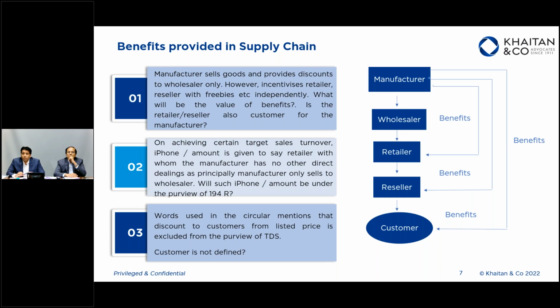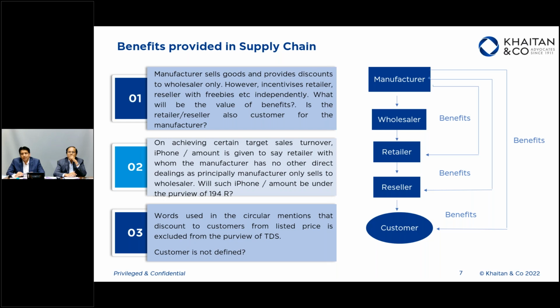It's not very clear who your customer is in this entire chain, because you're selling only to the wholesaler. So as far as you are concerned, your contracts are all with the wholesalers. It's the wholesaler who then deals with the retailer, and then the chain goes on. So in such a situation, what happens when I give an iPhone to a retailer for achieving 10 crore sales for a certain year, or maybe a trip which I sponsor for him and his family?